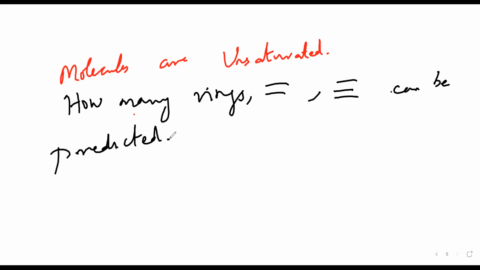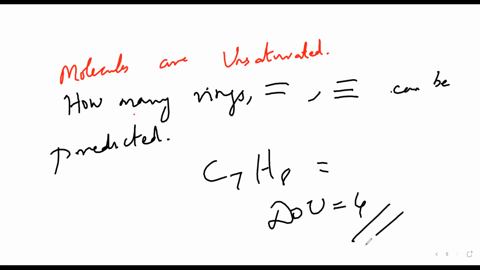So now I'll take this question, C7H8. Correct? So we got the degree of unsaturation as 4. I want to know how many rings can be predicted, how many double bonds can be there, and how many triple bonds can be there in this particular compound. So if the DOU is 4, which means what?